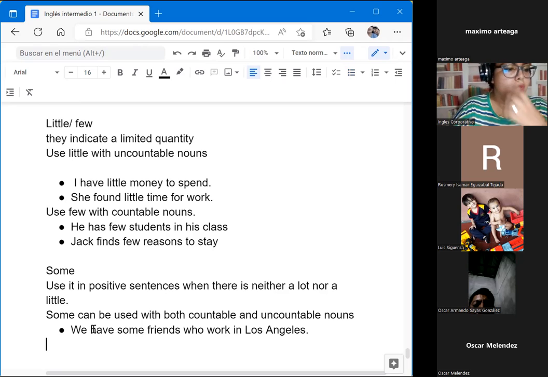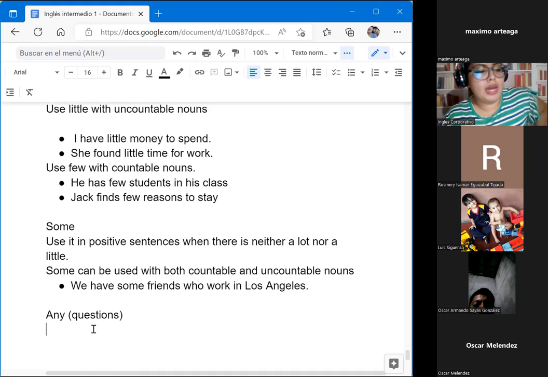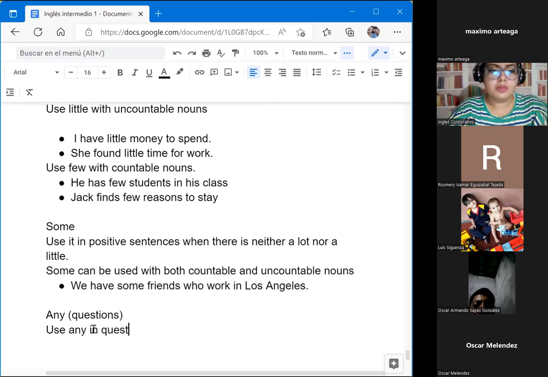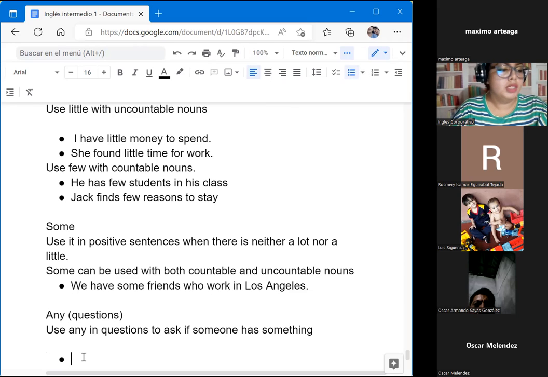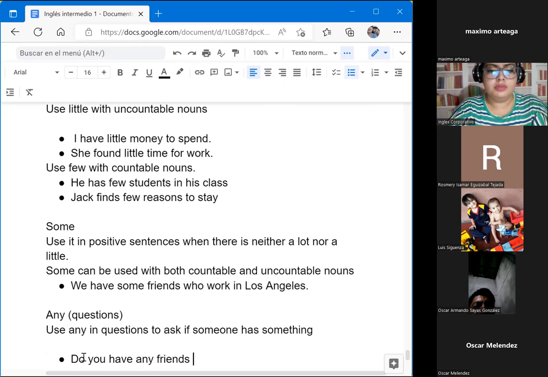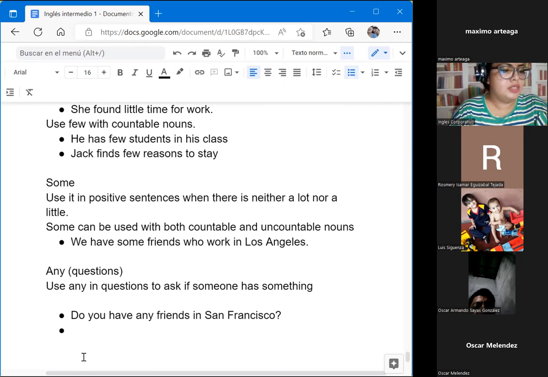Then we have any, but in this case, it's for questions. Use any in questions to ask if someone has something. Any can be used with both countable and uncountable nouns. Then we have a question here. Do you have any friends in San Francisco? And, is there any pasta left?